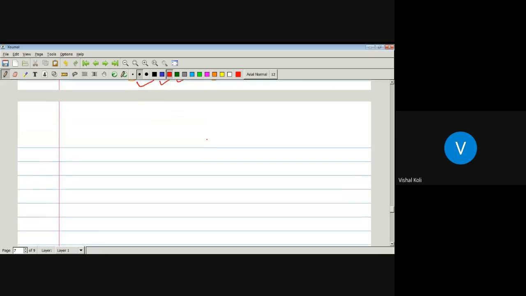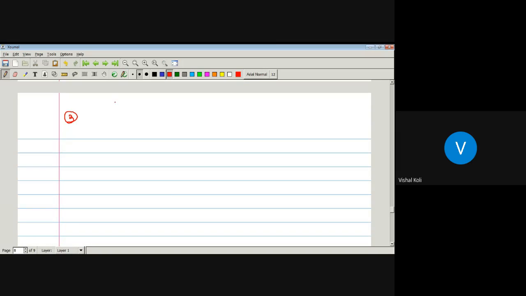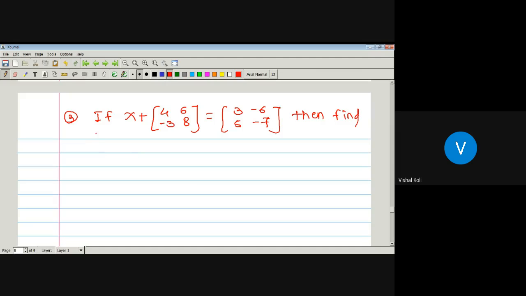Let us take one example. If capital X plus the matrix [4 6; -3 8] equals the matrix [3 -6; 5 -7], then find the matrix X. Here capital X is a matrix, and it is given that capital X plus [4 6; -3 8] is equal to this matrix. Then we have to find out the matrix capital X.